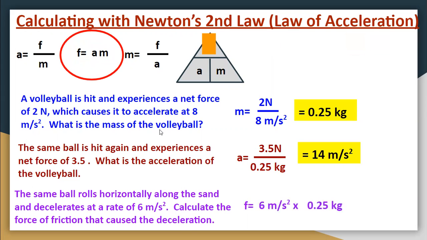So we plug in the numbers. We have the rate of acceleration, 6 meters per second squared, times the mass. We have that. That'll give us the force of 1.5 newtons. So become familiar with how to solve these formulas under Newton's second law.